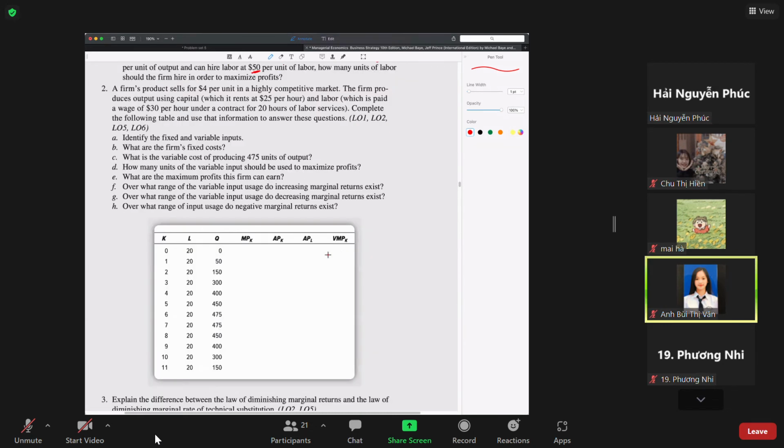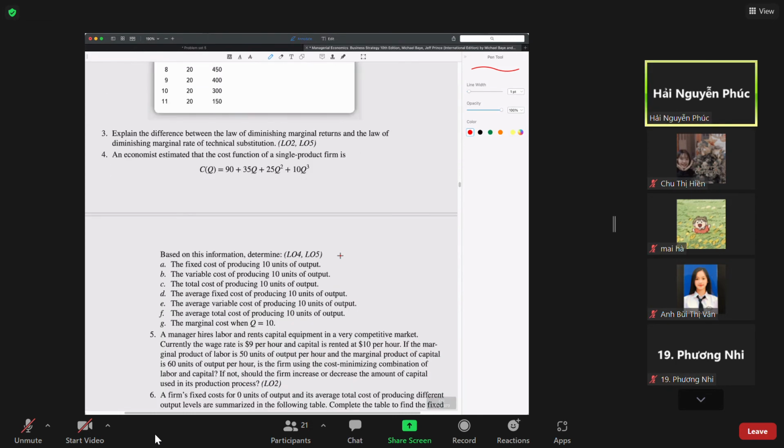Now let's have question number 4. It is easier than question number 1. An economist estimated that the cost function of a single product firm is the following, and based on this information, we have to determine several variables. Right now, it is simple.